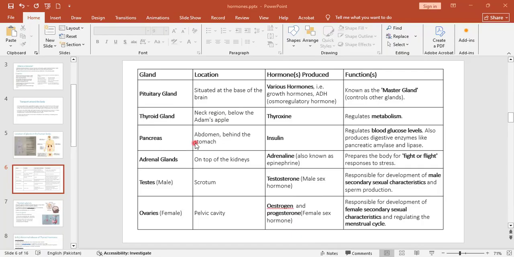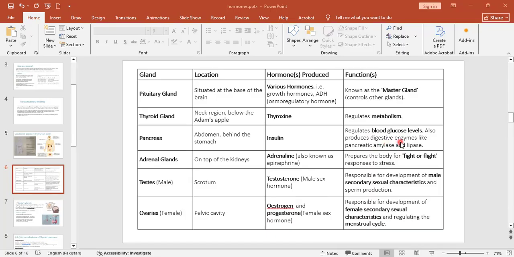Pancreas is present in the abdominal area near the stomach. It produces a hormone known as insulin. There's one more hormone known as glucagon. We will discuss this in our lesson today. It regulates the blood glucose level. Also, it produces some digestive enzymes.